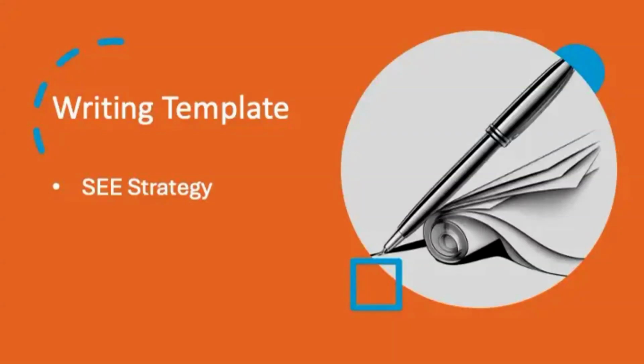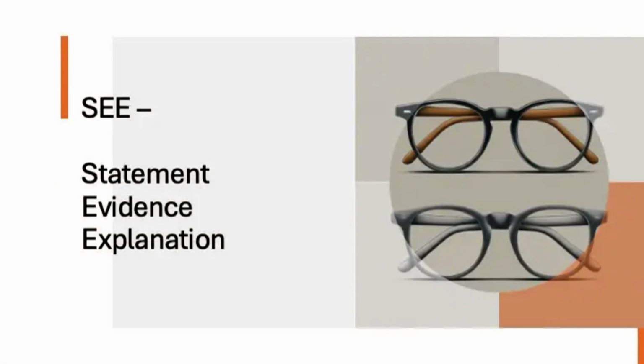Another writing template is called the C strategy. S stands for statement. E is for evidence, and the other E is for explanation. The first part of the C strategy is S for statement.